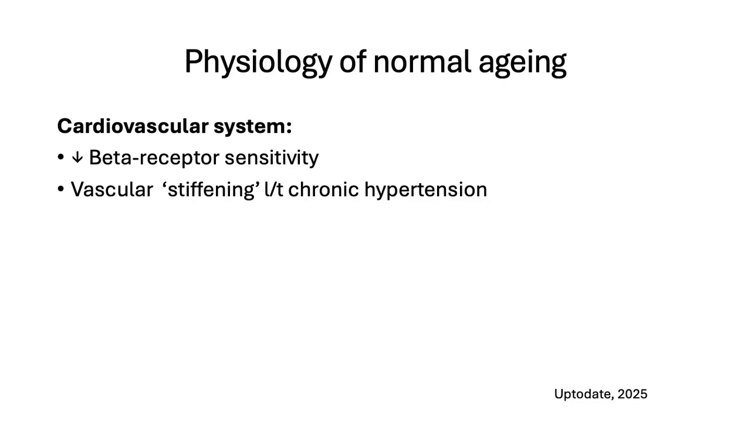The vasculature tends to be more stiffened, so they develop chronic hypertension. That's what I mentioned. And also as a result of that, they will eventually develop LV hypertrophy.